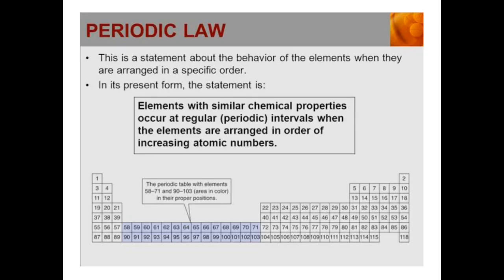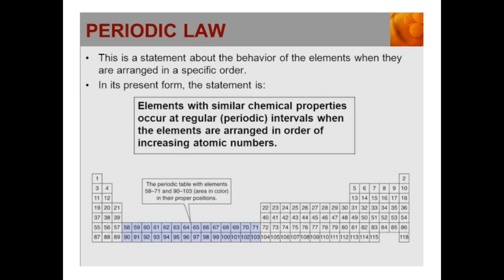Now let's look at the periodic law. The periodic law is important because it gives us an insight into how the modern periodic table was arranged and the progression or patterns of their properties. The periodic law is a statement about the behavior of elements when they are arranged in specific order.